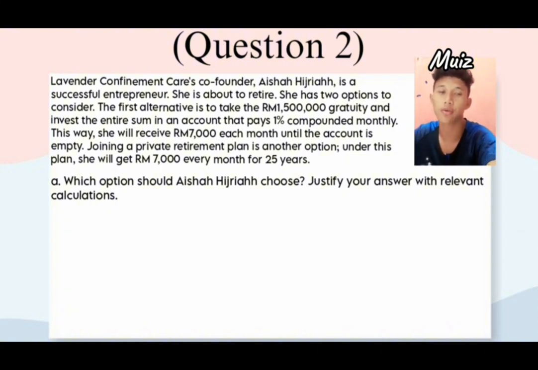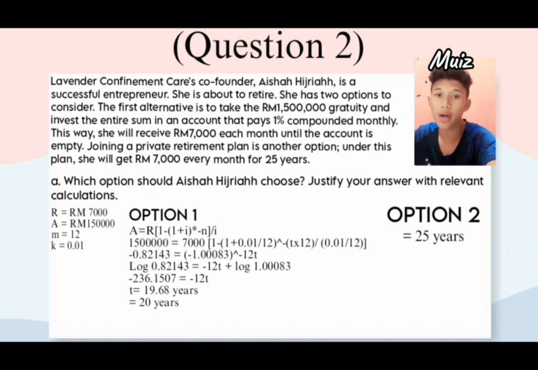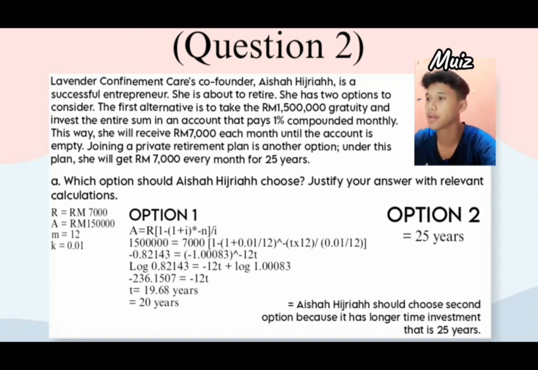So we carry out the main information from the question. That is R is 7,000, A is 1,500,000, m is 12, and k is 0.01. For the first option, we use the A formula, substitute all the information into the formula, and we find the final answer, that is t, 20 years for the first option. The second option states 25 years of investment, and Aisyah Hijriah should choose the second option because it has a longer investment time, that is 25 years.